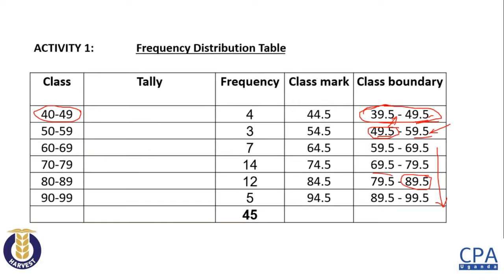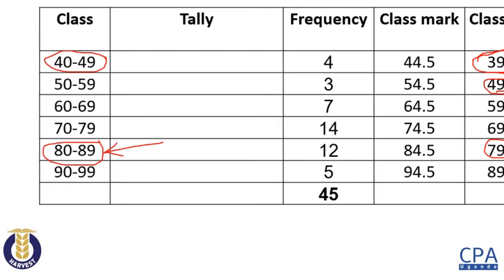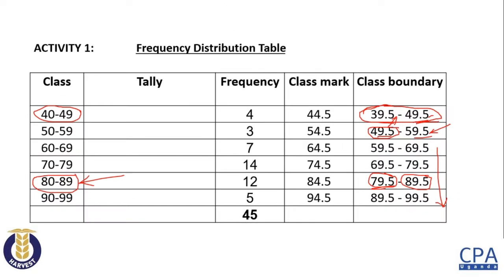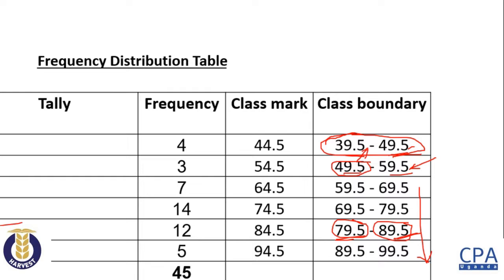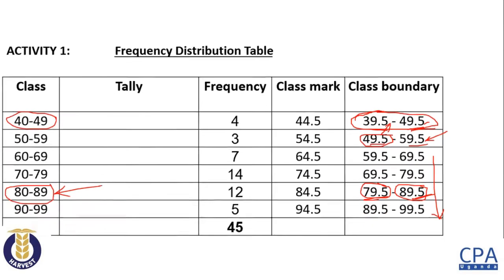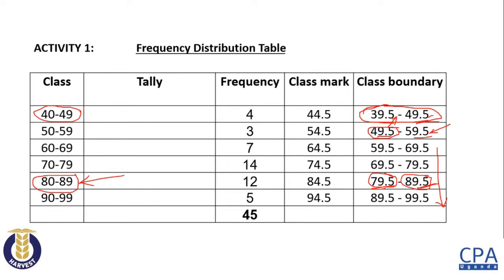I can repeat using the class limit 80 to 89. The marks that should come to this class should be those that are greater than 79.5 but less than 89.5. So in most cases, these class boundaries are used to help in demarcating the boundary between one class and the next class. So all in all, this is how we construct our frequency distribution table.